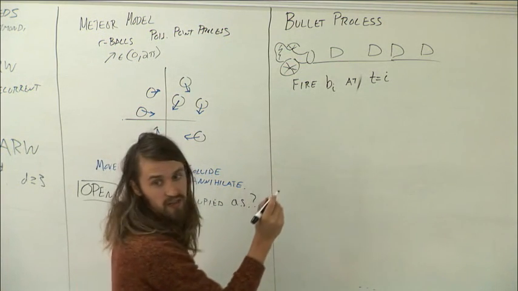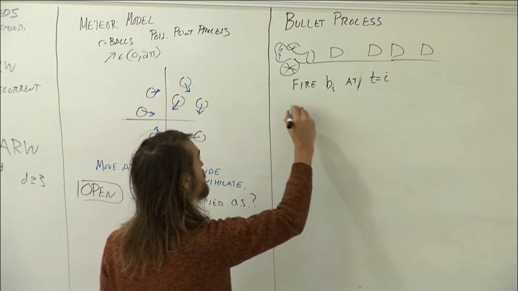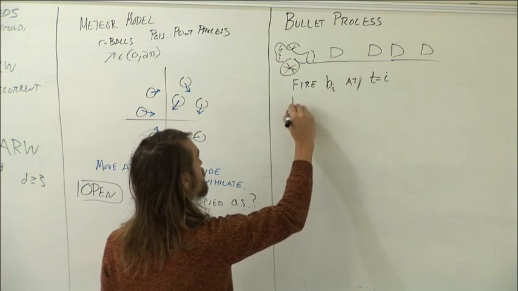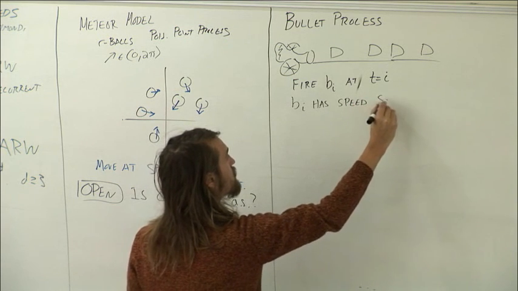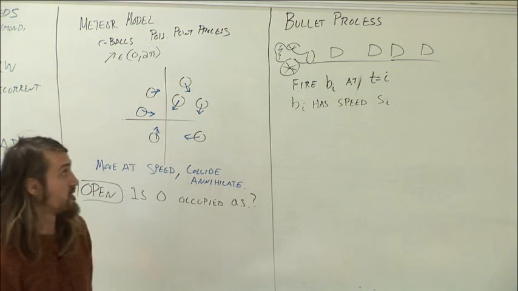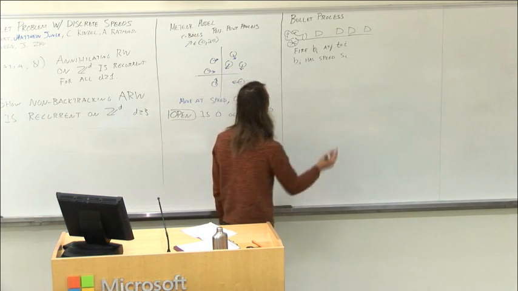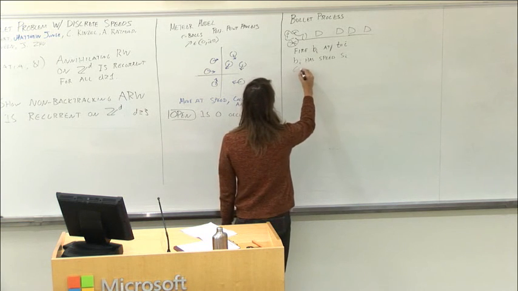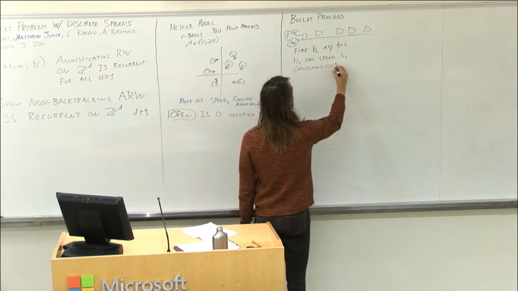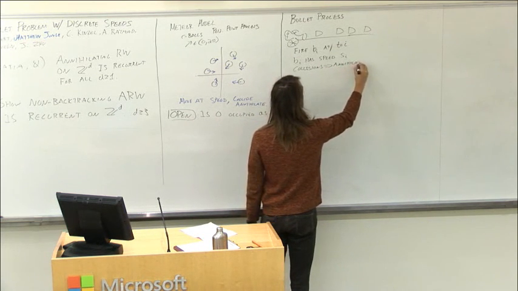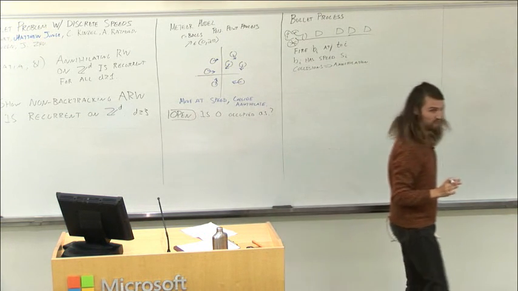And each bullet is going to have independent, IID speeds sampled in some fashion, so we'll say that bullet i has speed si. The example to keep in mind is, say, uniform 0-1 speeds. And just like in all these other annihilating systems, collisions result in mutual annihilation. And so this is the bullet process.